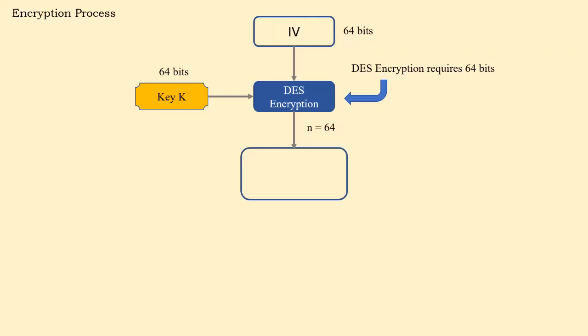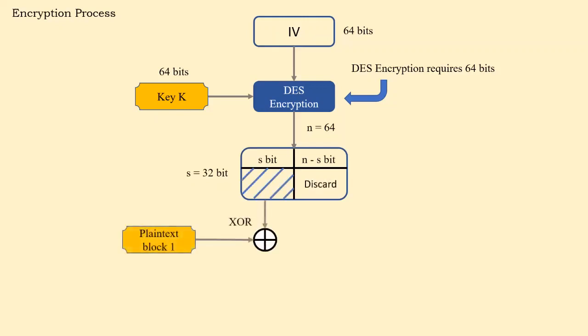The process has another parameter, which we will call S bits. S determines the number of bits the encrypted block will divide by, which in this context, we will use 32 bits. We will then take the first S bits of the output and XOR it with the plaintext block. This will produce the first ciphertext output with the size of S bits.